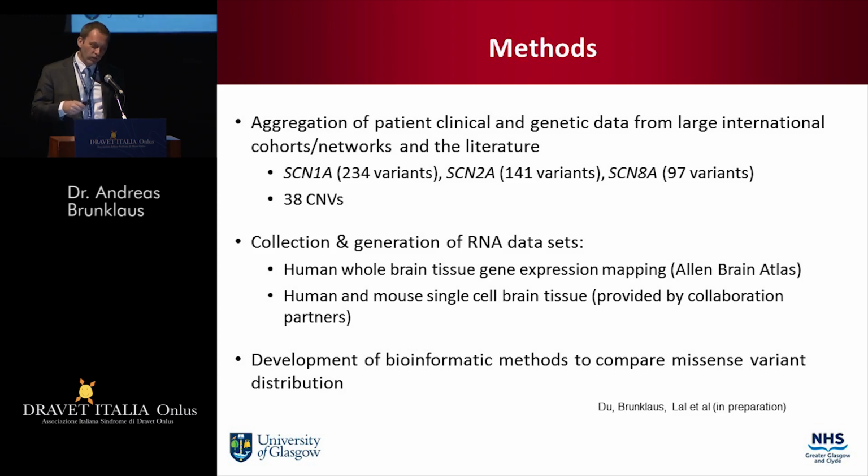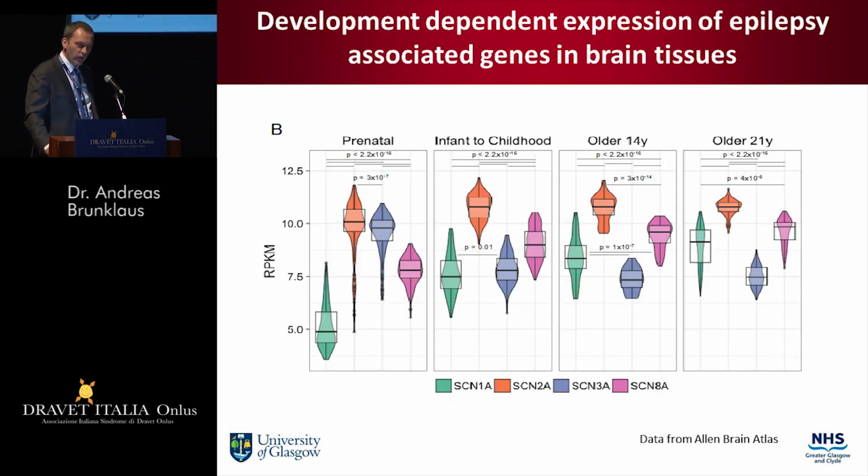And we also collected and generated RNA data sets, and this was partly human whole brain tissue gene expression mapping from the Allen Brain Atlas, and we also looked at human and mouse single-cell brain tissue, and this was provided by our collaborating partners, and we developed bioinformatic methods to compare missense variant distribution. So I think what's fascinating is to look at the developmental expression of different sodium channels. And there clearly is a difference here.